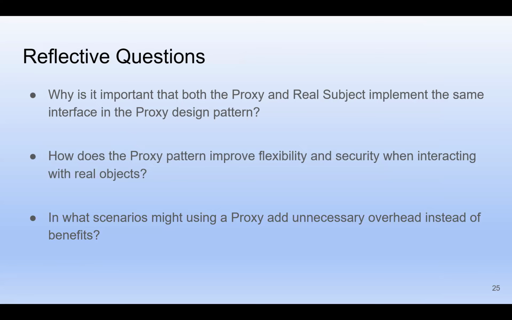So I have a few questions for you when you come for the lecture. Please answer these questions and come so that we can discuss. Why is it important that both the proxy and real subject implement the same interface in the proxy design pattern? What is the reason? How does the design pattern improve flexibility and security when interacting with real objects? In what scenarios might using a proxy add unnecessary overhead instead of benefits?